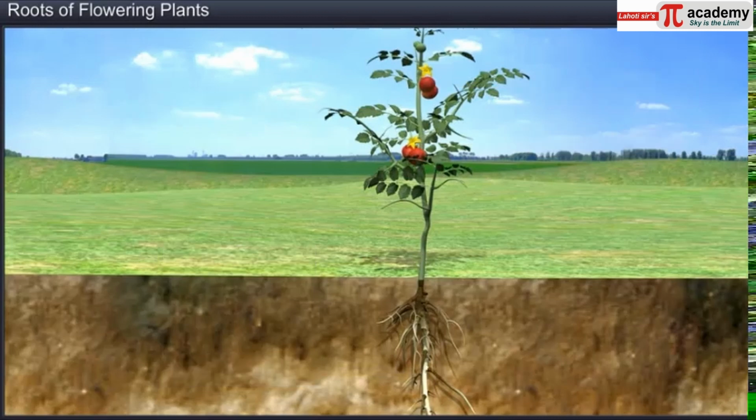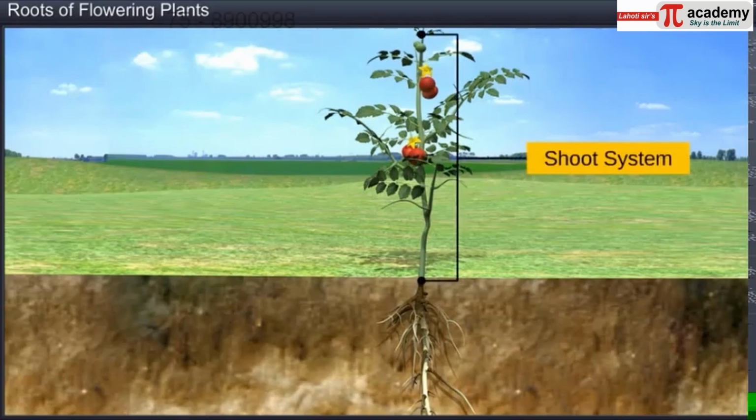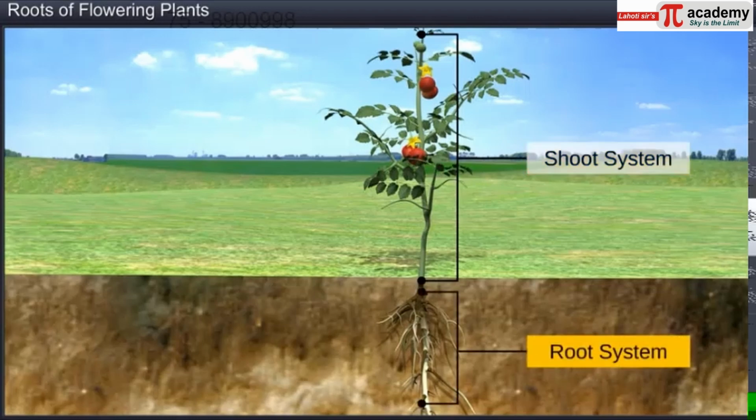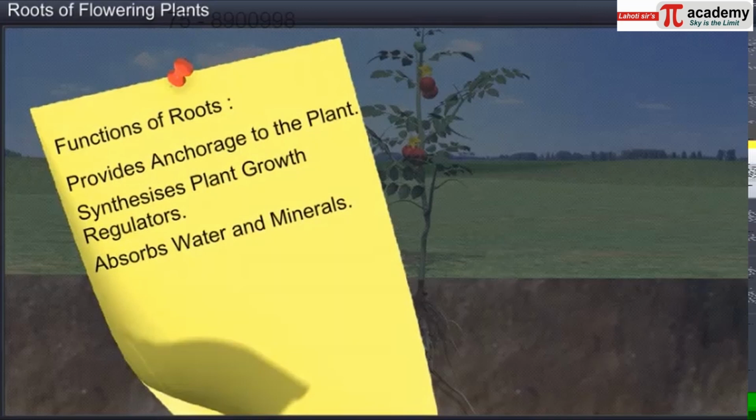The portion of a flowering plant above the ground is termed as the shoot system, while the portion below the ground is termed as the root system. The root system provides proper anchorage to the plant. It helps in the synthesis of plant growth regulators and is responsible for the absorption of water and minerals from the soil to different parts of the plant.